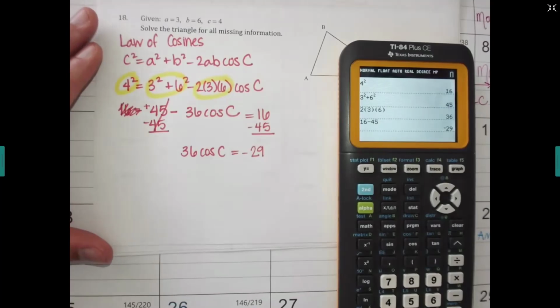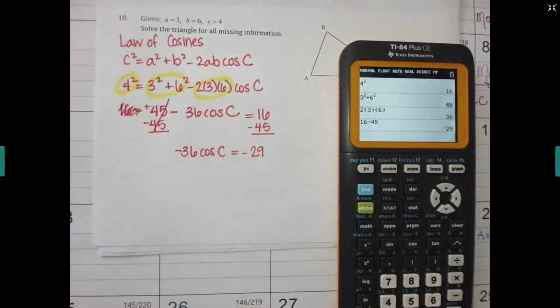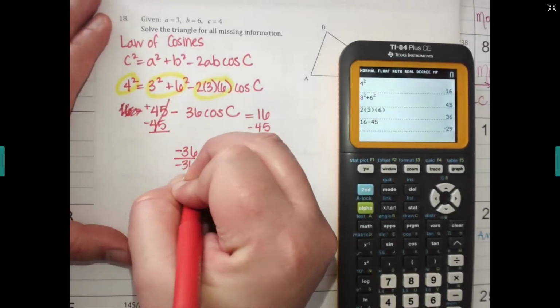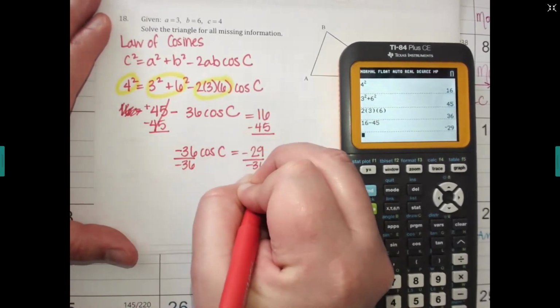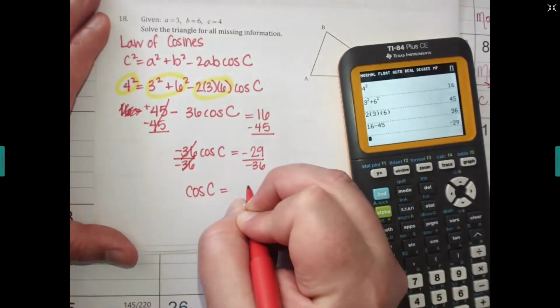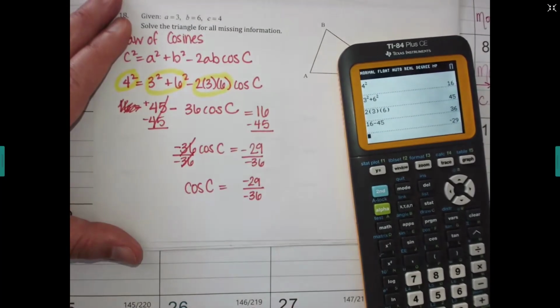What type of 36 was it? Negative 36. So just make sure that you keep that right there. Okay, then your next step, you're trying to get rid of the number in front of the cosine. So we're going to divide that negative 36 across. So I have cosine C equals negative 29 over negative 36.